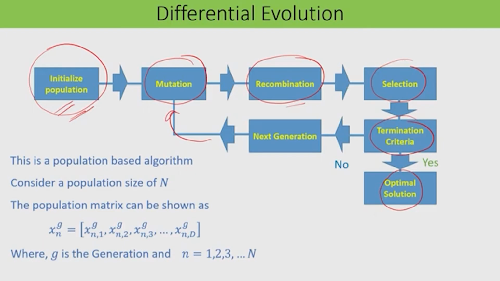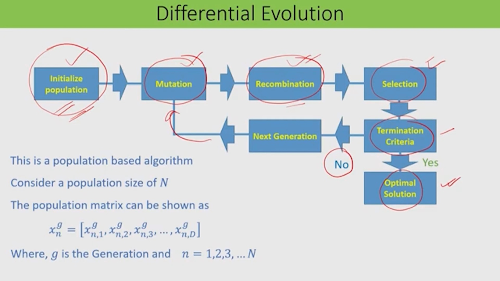You can see what the steps are. The steps are: initialize the population, then go for mutation, go for recombination, then go for selection, then check the termination criteria. If it is satisfied, then you declare the optimal solution, and if not, this process will continue.